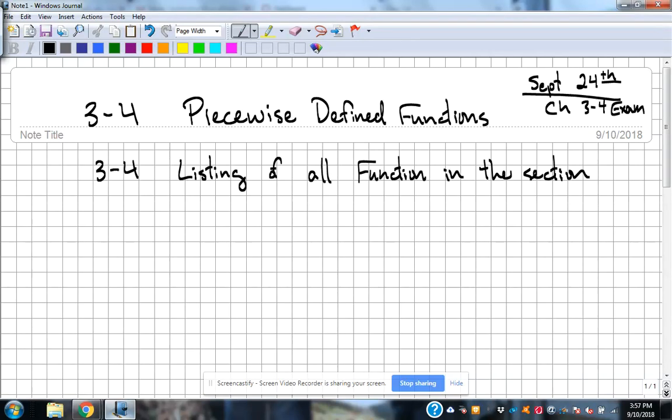So with piecewise defined functions, there's a listing of all functions, or not all functions, but a lot of the ones that we'll deal with, in the textbook in section 3.4. I'll try to send a PDF tomorrow, or tonight before I leave here, with some of those functions in there. But in the textbook, there's a listing of those functions.